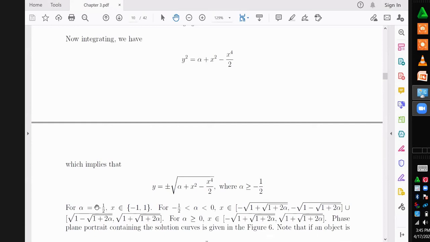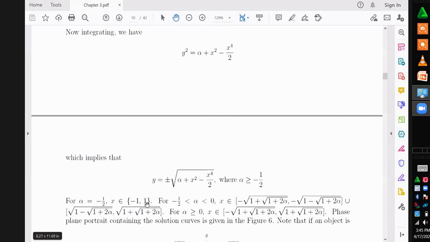For alpha equal to -1/2, x is just -1 or 1. For alpha greater than -1/2 and less than 0, x belongs to (-sqrt(1 + sqrt(1 + 2 alpha)), -sqrt(1 - sqrt(1 + 2 alpha))) or x belongs to (sqrt(1 - sqrt(1 + 2 alpha)), sqrt(1 + sqrt(1 + 2 alpha))). And for alpha greater than or equal to 0, x belongs to (-sqrt(1 + sqrt(1 + 2 alpha)), sqrt(1 + sqrt(1 + 2 alpha))). So these are the possible values for x according to alpha.